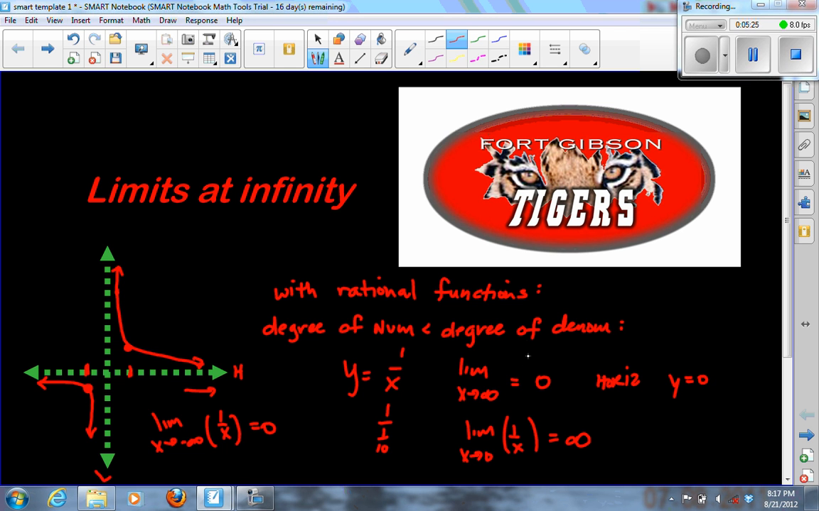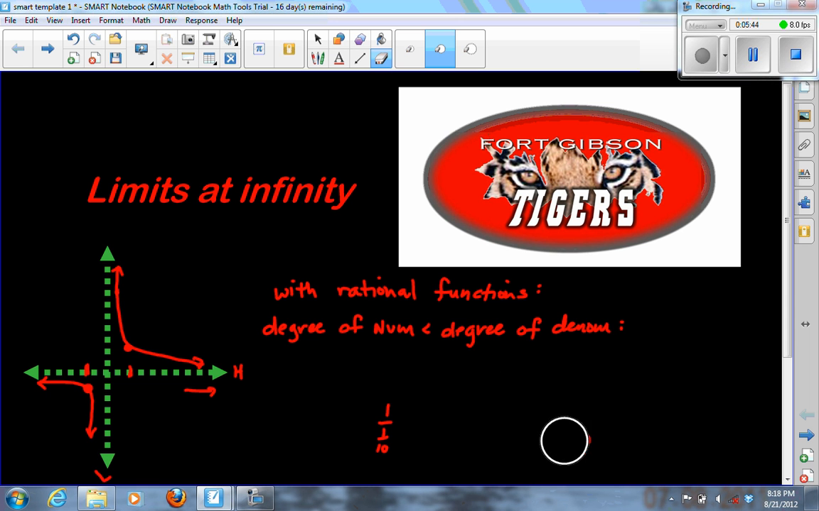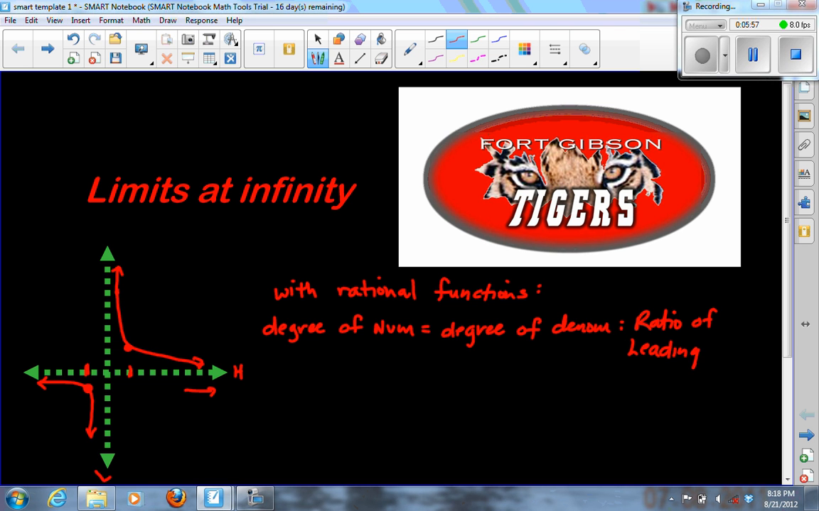Okay, so that is what limits at infinity are all about. And that's only when the degree of the numerator is smaller than the degree of the denominator do you get a limit of 0, which means a horizontal asymptote is 0. Now there's one more rule, and that's when the degree of the top is the same as the degree of the bottom. When this happens, you take the ratio of the leading coefficients. So you probably need an example to see what I'm talking about.